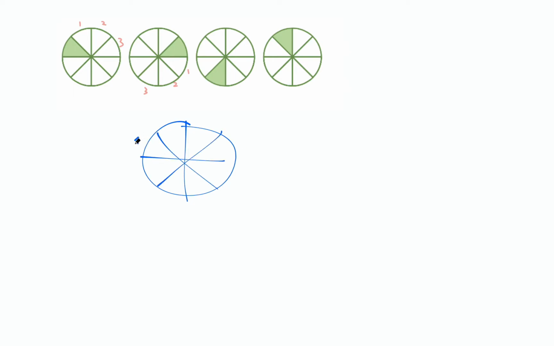So this is 1, right? Then we move 1, 2, 3, then we're here. This is the second figure. This is the third figure. This is the fourth figure. And we move 1, 2, 3, and this is the fifth figure. 1, 2, 3. Now we're here. This is the sixth figure. 1, 2, 3. This is the seventh figure. 1, 2, 3. And then this is the eighth figure.